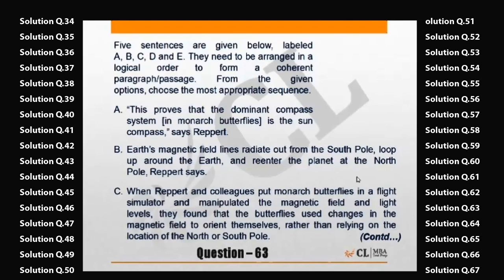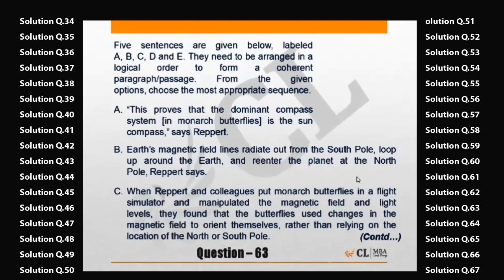CAD also forms a sequence. How? While C talks about the experiment conducted by Reppert and his colleagues, A follows it because A talks about the implications of the observations from the experiment. D follows C and A because CA talks about what is known, or what it is that determines the movement of monarch butterflies, and D in contrast talks about what is not known, whether monarch butterflies know where they are in relation to their destination based on geomagnetic coordinates. So it's a contrast between what is known and what is not known. That is why there's a link between CA and D.